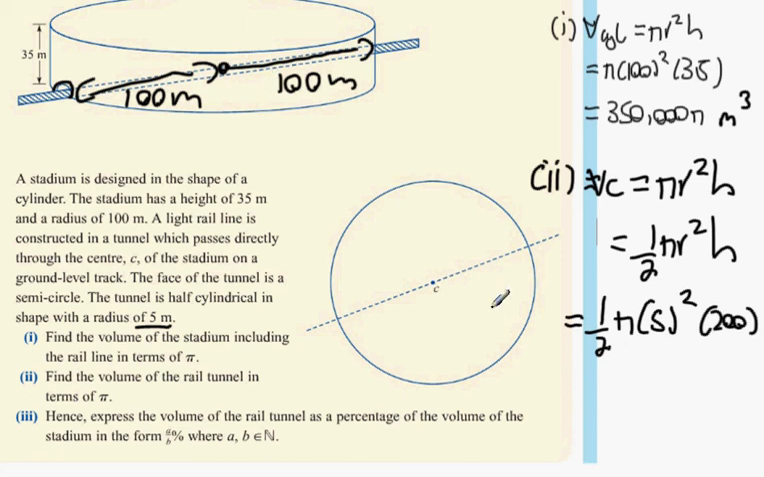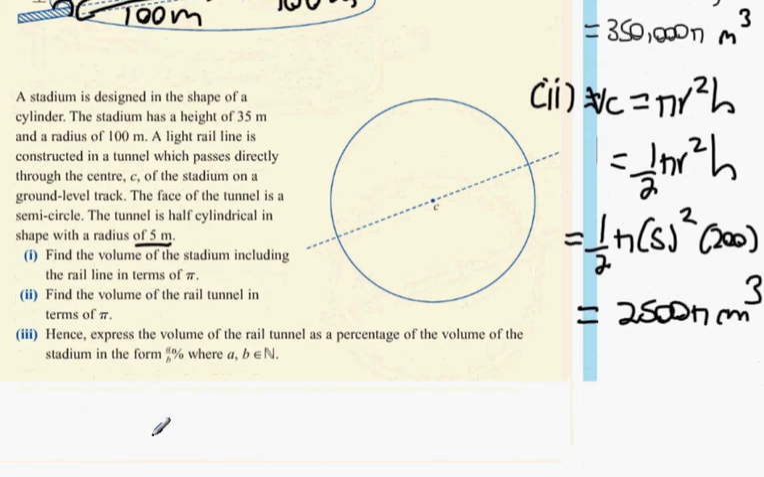meters cubed. Now finally, express the volume of the rail tunnel as a percentage of the volume of the stadium in the form A over B percent. So look, the volume of the tunnel is 2,500 pi. The volume of the entire stadium is 350,000 pi. We're going to multiply this by 100 over 1 to change it into percentages, and whatever that comes out to be in the calculator.